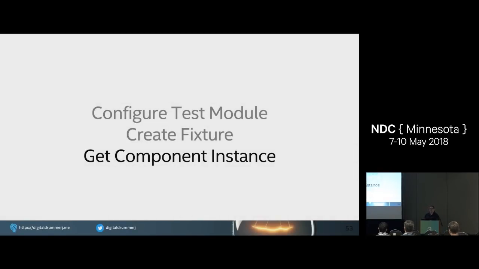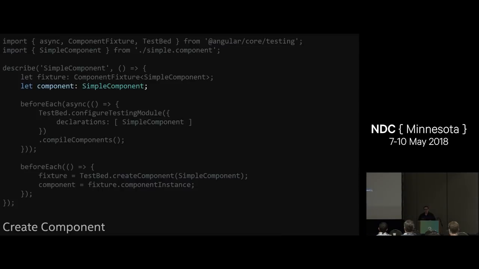But I don't have access to it yet. I just created it. So I basically newed it up without access. So to get access to it, create a variable for the component. And then I want to say fixture.componentInstance. So this component instance gives me direct access right into the component, and now I can start interacting with it.